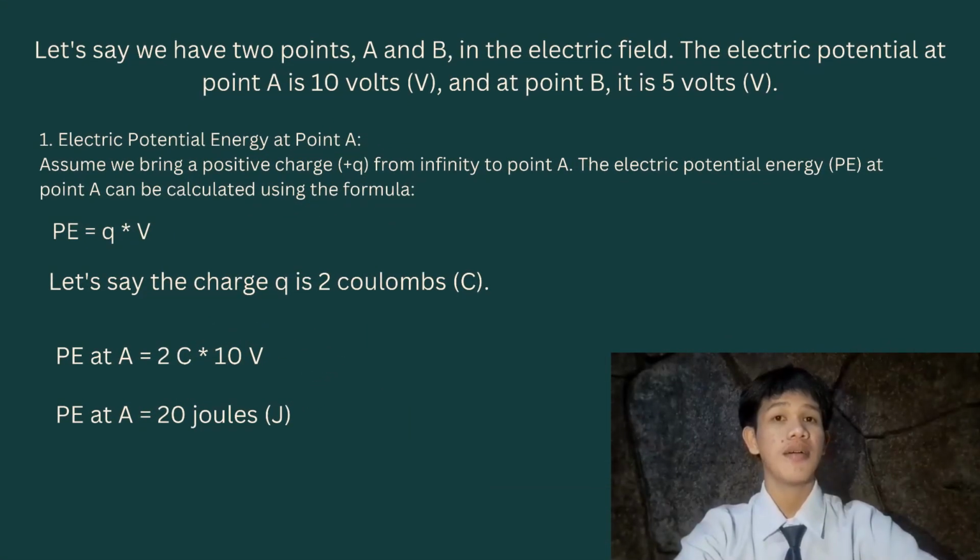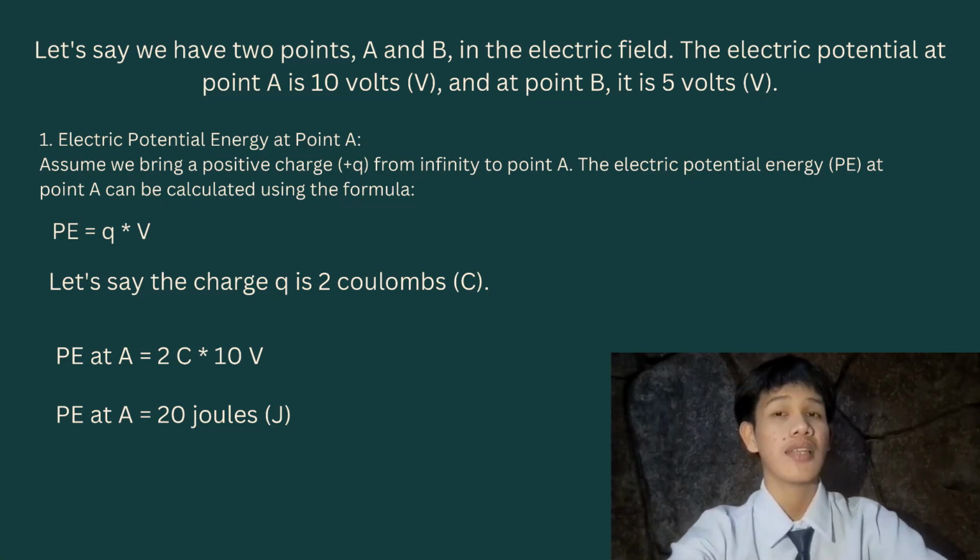Let's consider an example to illustrate the relationship between electric potential and electric potential energy. Let's say we have 2 points A and B in the electric field. The electric potential at point A is 10 volts and at point B is 5 volts. So imagine, we have a positive charge placed in an electric field created by another charged object. So the electric potential at a specific point in the field tells us the amount of electric potential energy per unit charge at that point. Now, let's calculate the electric potential energy at each point.